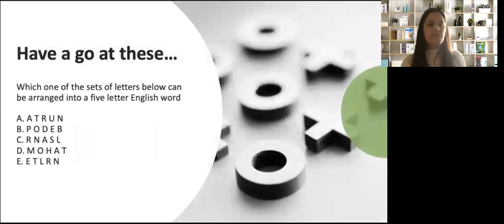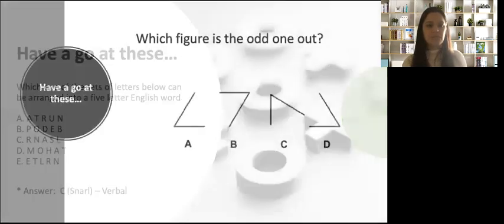Here's another one. Which of the sets of letters can be arranged into a 5-letter English word? I'll give you a second to look at all of these. And the answer here is C, and the word that it forms is snarl. So this item is a verbal measurement, obviously, because we're looking at jumbled letters and forming a word.